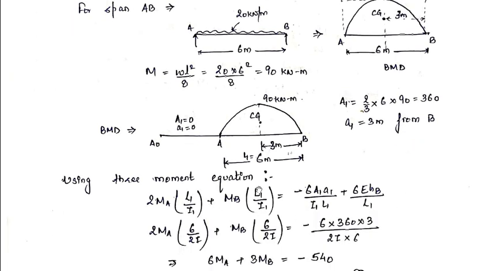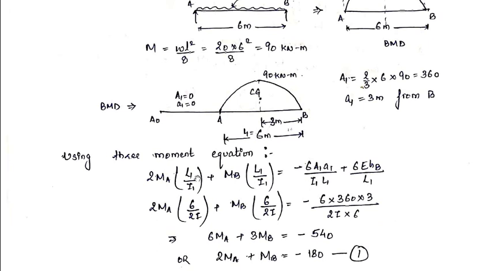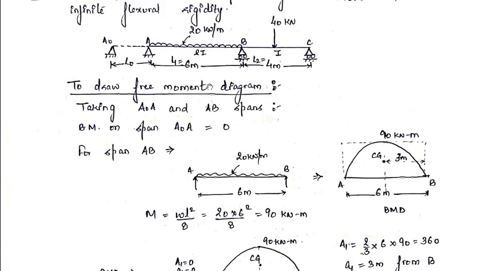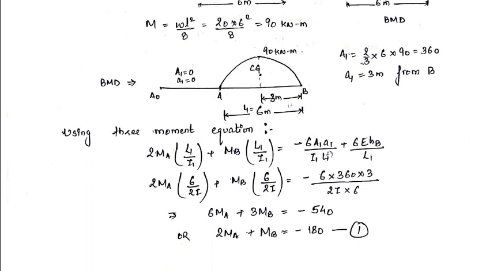Now we will use the three moment equation which we derived in the previous lecture, in the previous video. Whenever there is an imaginary span, the equation is modified into this equation. Now just put all the values. L1 is 6, divided by 2I. In the question you have to keep in mind that the moment of inertia of AB is 2I and the moment of inertia of BC is I, so while putting the values keep these things in mind. So I1 will be 2I. The value of A1 is this. Just put all the values.